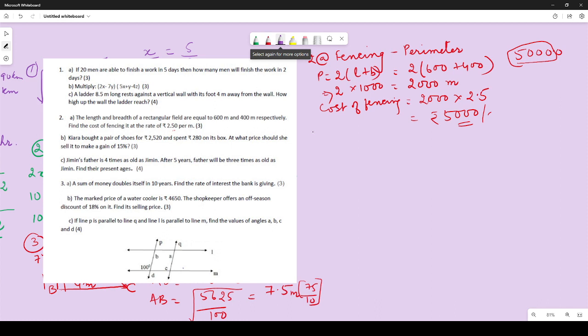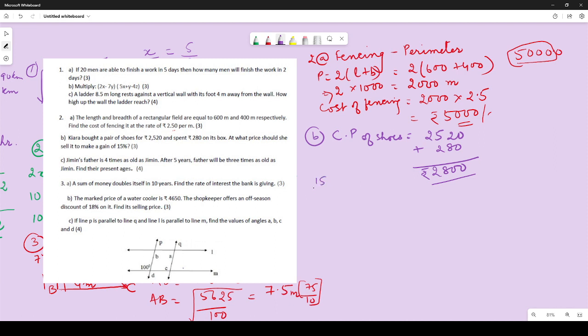Now let us move to the next question. Kiara bought a pair of shoes for 2,520 rupees. So cost price we are finding out. Cost price of shoes will be equal to 2520 rupees, but she spent 280 rupees on its box. So she has spent 280 rupees extra on this. So the total CP becomes 2800 rupees, right? Now she needs to make a gain of profit of 15%.